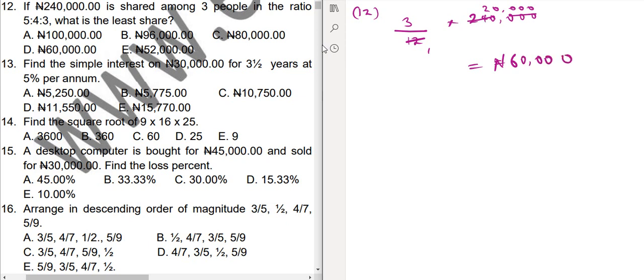Good. Number 13. Find the simple interest on 30,000 for 2 and a half years at 5% per annum. So simple interest is unknown. The principal is what?